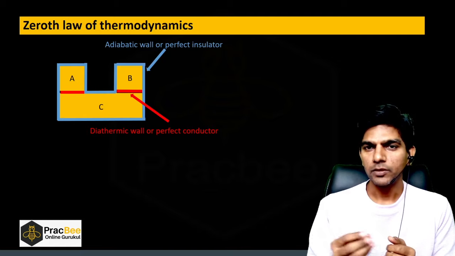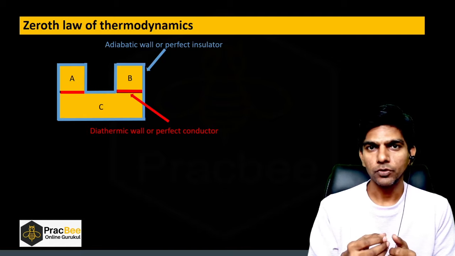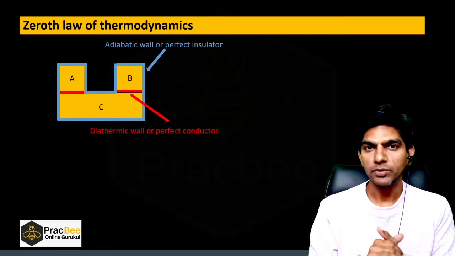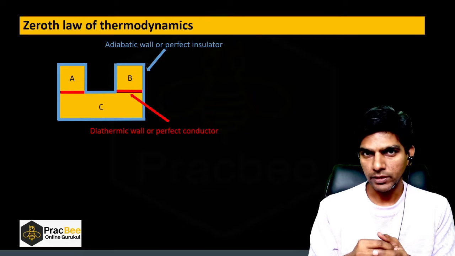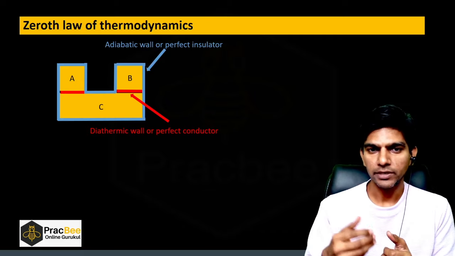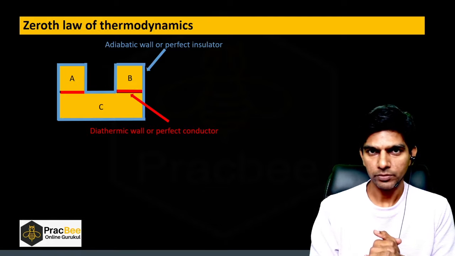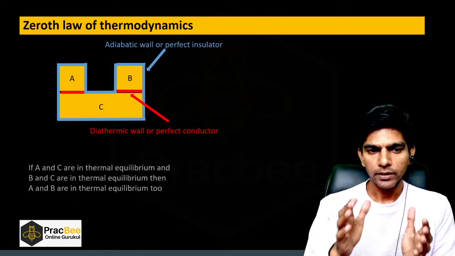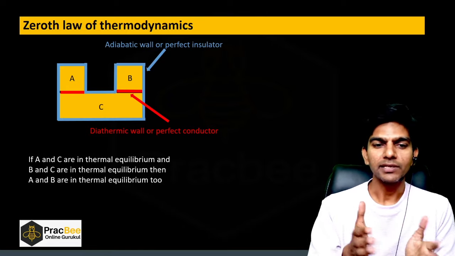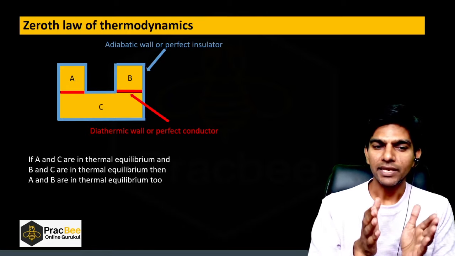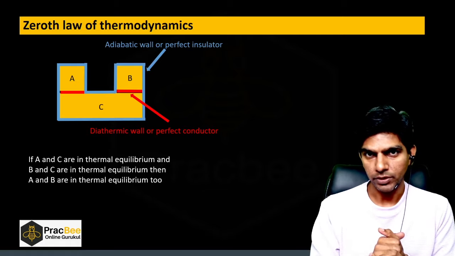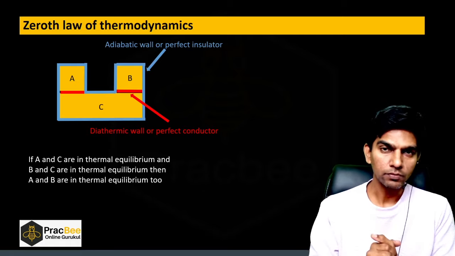Now due to this diathermic wall, the heat will flow from high temperature to low temperature, and after some time A and C will attain thermal equilibrium, which means both will have the same temperature, and B and C will attain thermal equilibrium and both will have the same temperature. Now according to this law, if A and C are in thermal equilibrium and B and C are in thermal equilibrium, then we can say A and B are in thermal equilibrium. So that is all about the zeroth law of thermodynamics.